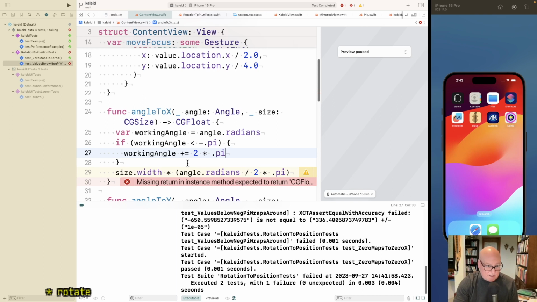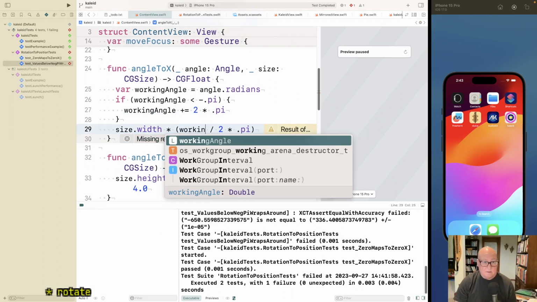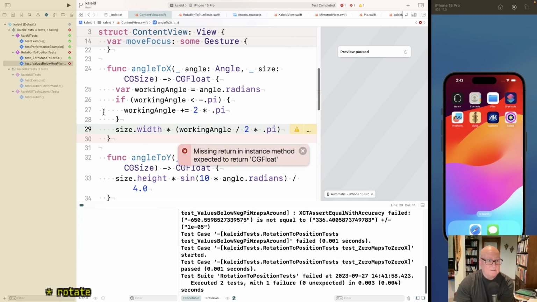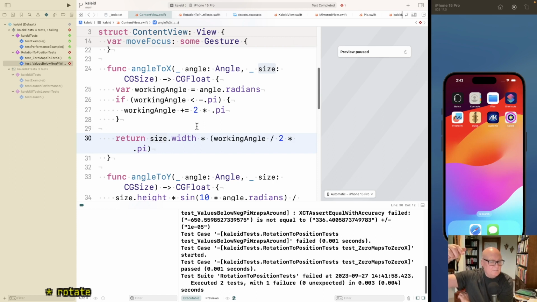We're only dealing with one at a time here. Okay, and then in the end, I think I want to do this working angle divided by 2 pi. So adding it and then dividing it. Oh, and then I've got to say return now. So if my angle is less than minus pi, that means I've wrapped around, and I'm going to add 2 pi to it, which, if it was just barely negative, is going to be positive now.